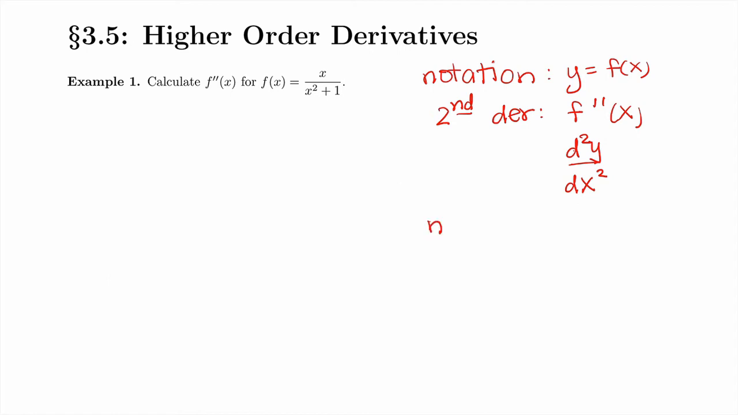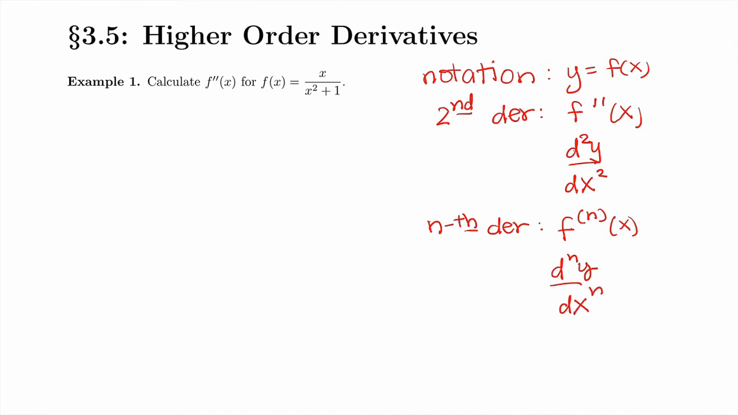If you want to do the nth derivative, you can keep adding these primes here, but people don't generally add primes past 3. The most you would see probably is a 3 here. You wouldn't see 4. So if you want to do higher order derivatives, you put an n in parentheses like this. That would be the nth derivative, and then similarly you would write the nth power on the d here, and then the nth power on the x down here.